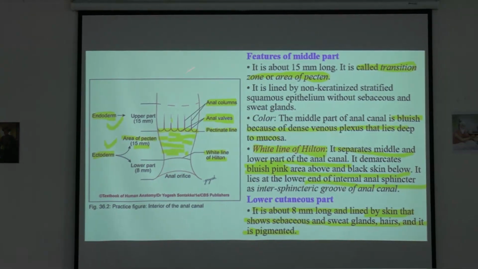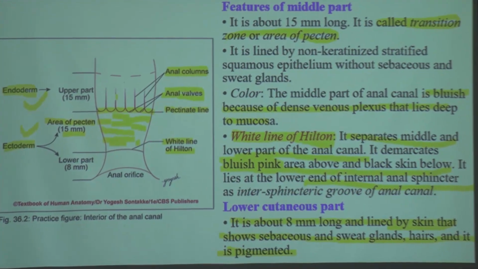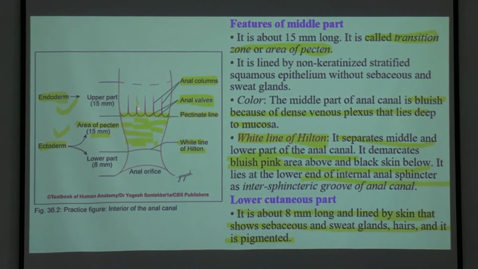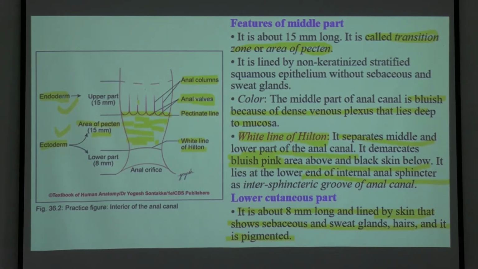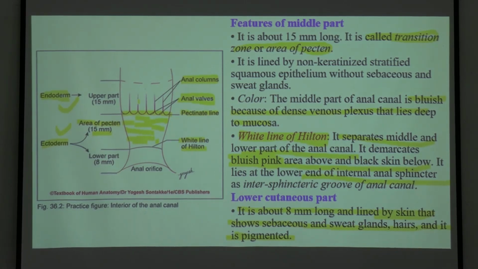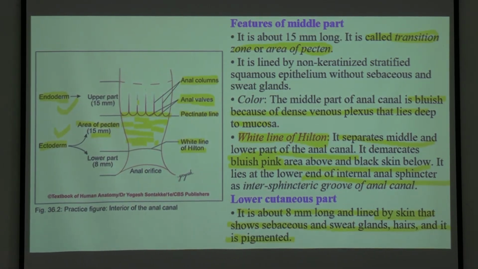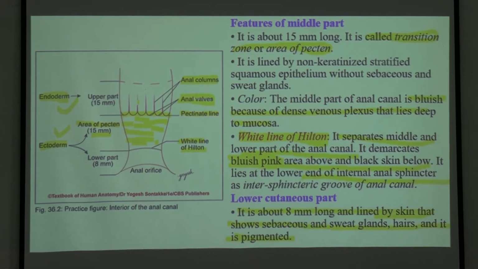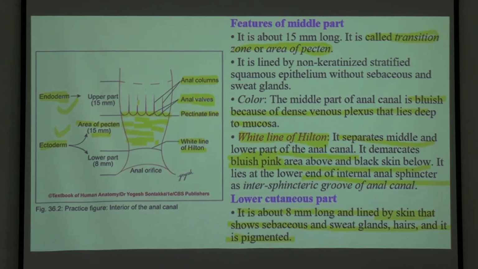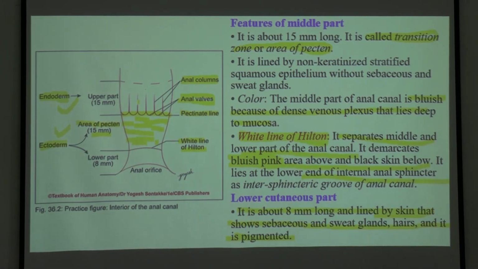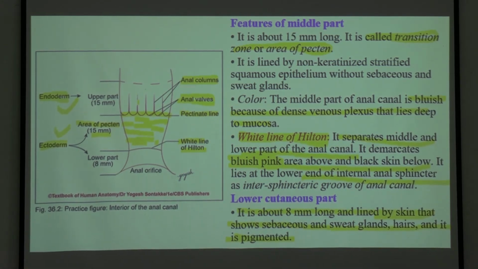Next is the fissure. Suppose a hard constipated person is passing a hard stool, what will happen? These anal valves will get affected. The tearing of the anal valves is called anal fissure. When those valves get opened or there is tearing of this valve, it is called anal fissure. Very, very painful. Anal fissure is very, very painful.